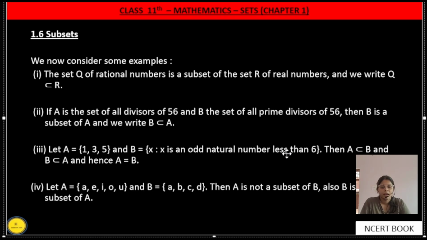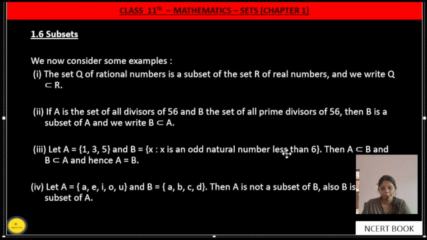Okay. Here are some examples of subsets. The set Q of rational numbers is a subset of the set R of real numbers, and we can write it as Q ⊂ R, because all rational numbers will be real numbers. So we can write it as Q is a subset of R.